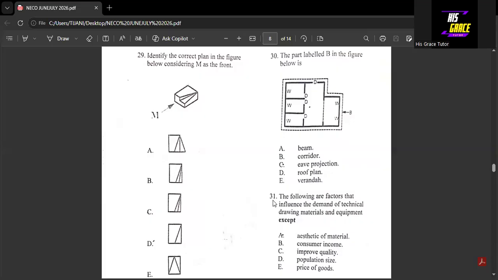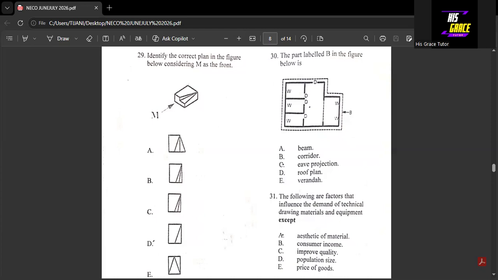Then moving to question 31, which says that the following are factors that influence the demand of technical drawing materials and equipment except aesthetic of material. Aesthetic of material is talking about the beauty of the material. Consumer income can influence it. Improved quality can also affect its demand. Then population size: if more people are into learning technical drawing or architectural work, they will demand more of the materials, and the price of goods.